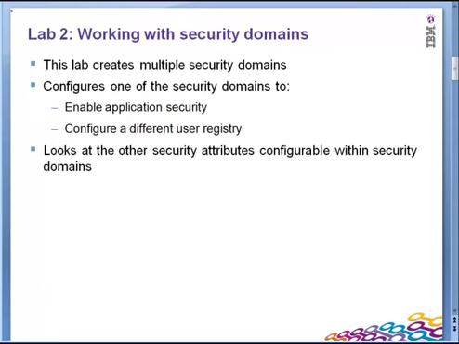The second lab is called Working with Security Domains. Here you define multiple security domains which allow you to define security attributes that essentially override the global cell level security attributes. In our case, we're going to define an alternate user registry, so one portion of the cell will use a different registry than the rest of the cell. We'll also enable application security, go through the process of testing and validating the settings that we've made, and also look at the other attributes that you can set on security domains.